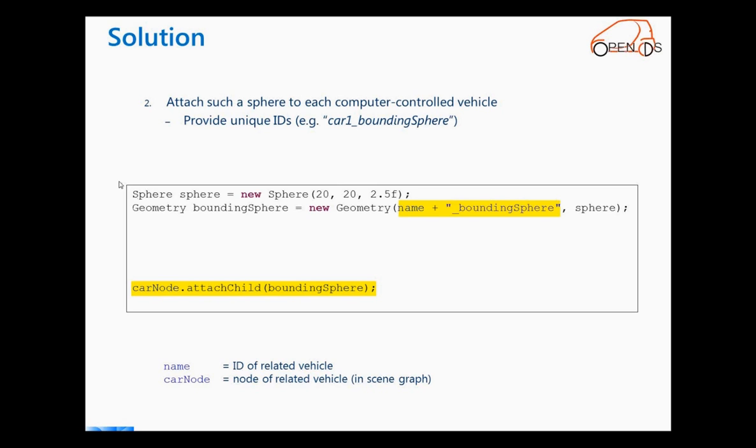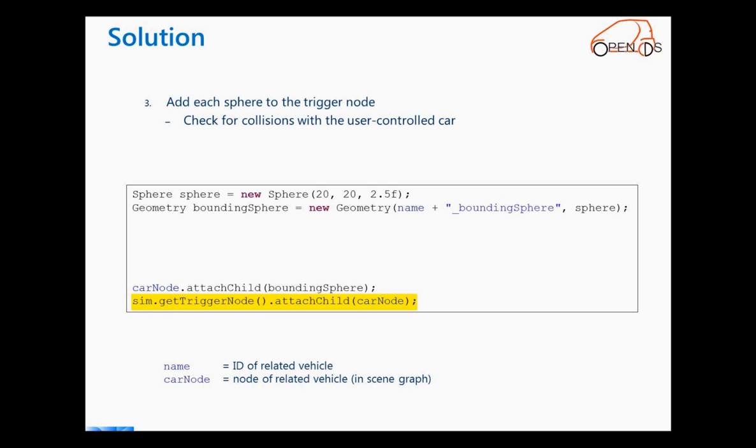So we are moving over to the third step, which is the collision check. As already mentioned, only those objects that are attached to the trigger node will be checked for collisions. So what we do next is we take the car node, which contains a bounding sphere, which again contains the graphical representation of that sphere, and attach all of them to the trigger node. So then we already have almost everything.